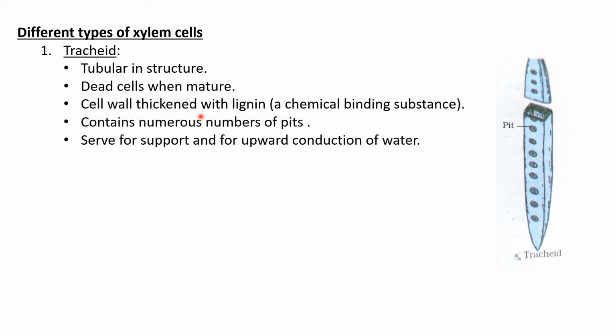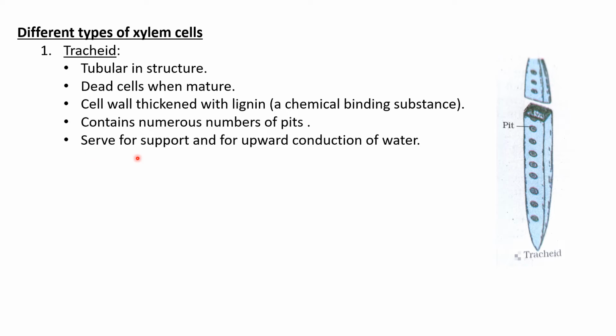The cell wall is thickened with lignin. So the cell walls are thickened and lignin is present here. What is lignin? A chemical binding substance. Next, they contain numerous pits. You can see in that picture so many pits are present here. The black marks I have also indicated are the pits. So in tracheids, a numerous number of pits can be seen.